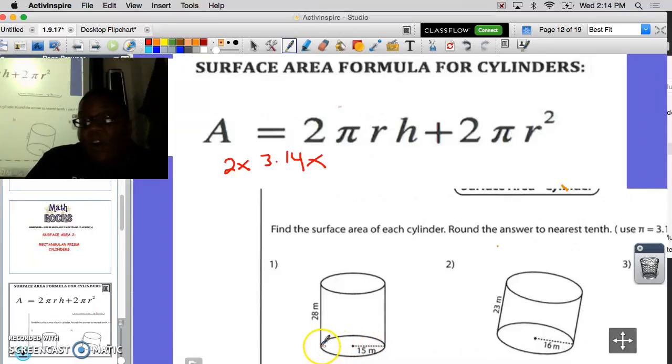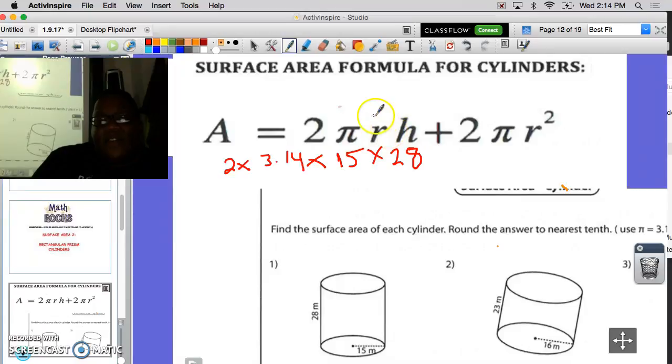If this line went all the way through, it would be giving us the diameter. And if that was the case, we would just divide whatever the diameter number is by 2 in order to get the radius. But since this is only halfway, that is the radius, so I can just keep that number. So, 2 times pi times the radius, which is 15, and then times the height, which is 28. That takes care of the first half of the equation.